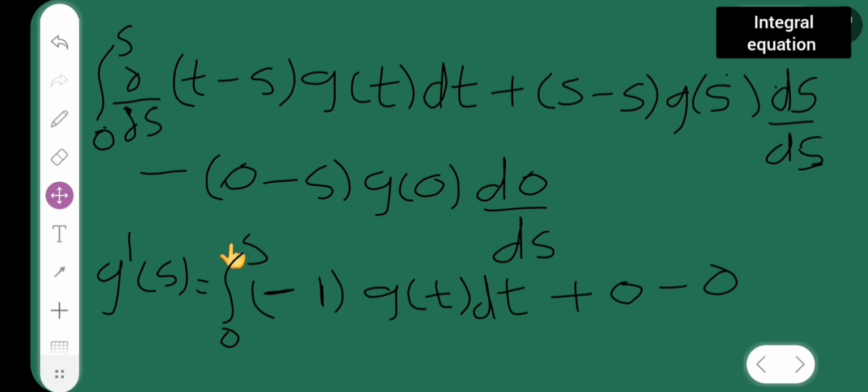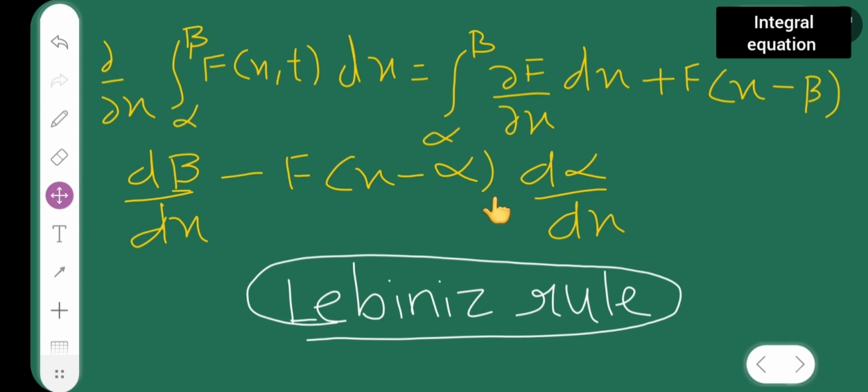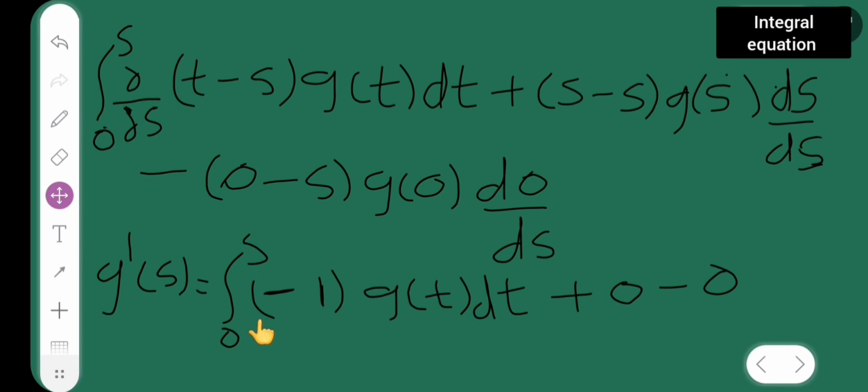Now g dash of s is equal to, whatever solution we got over here, we will write it here. Integral from 0 to s, write it as it is. Now this was with respect to s, so the constant part is 0, minus s is there, so it will be minus 1, so minus 1 into g of t dt. Then s minus s will be 0, so that entire term will be 0. Here also 0 is there, so that entire term will be 0. So plus 0 minus 0.